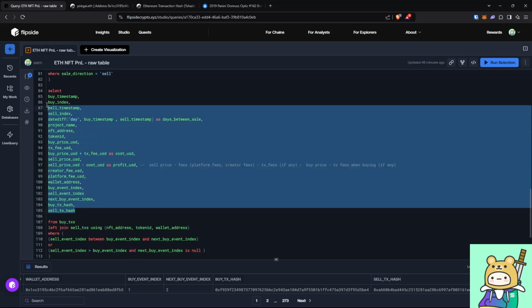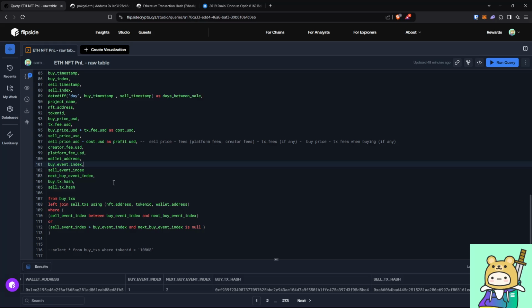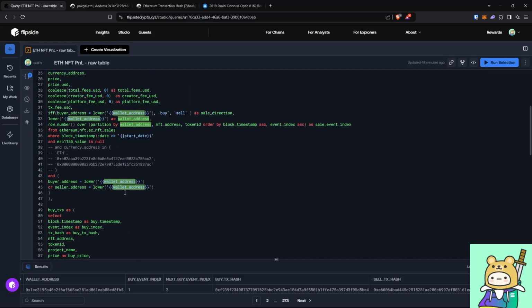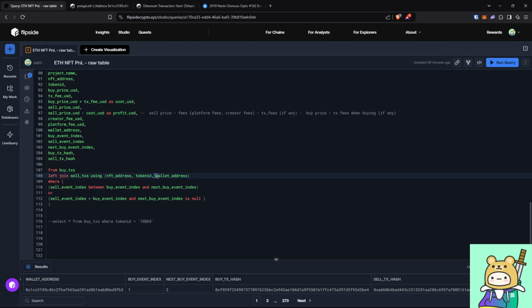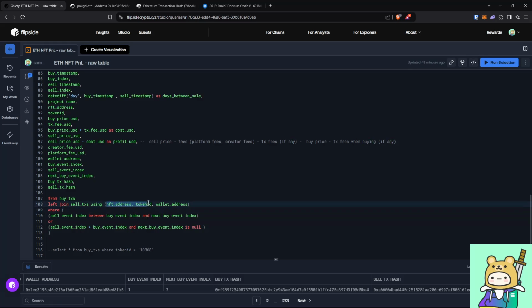Yeah, so the rest of the columns are pretty straightforward, pretty self-explanatory. Now we'll get into the join, right? So how do we join these two things? Now, the thing that is unique is that we want to join on the NFT address and also token ID. Wallet address is not needed here because, again, this is just one wallet. But if you have multiple wallets you want to include, this is how you include it. So I just include it here as well. So I'm joining the buy and the sell on NFT address and token ID to ensure that we are just looking at a particular NFT.